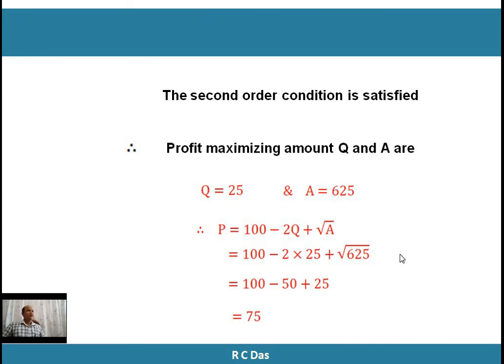So these are the values of q, a and p for this problem, and this is the solution procedure of the profit maximization problem with advertising expenditure.